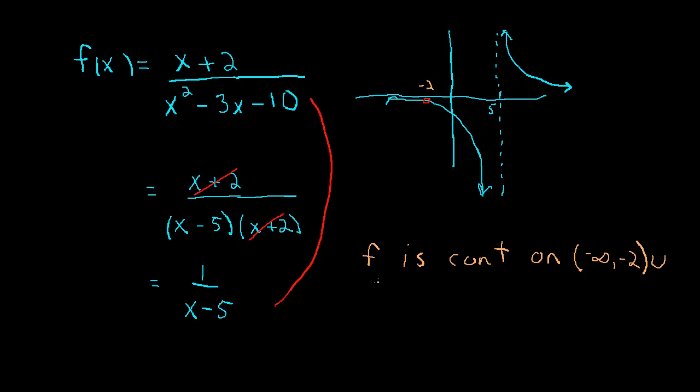Unioned with -2 to 5, since we continue to trace until we get to 5, and we jump over 5, and we run out to +infinity. Again, I want to stress that at 5 we have a non-removable discontinuity, and at -2 we have a removable discontinuity, and these are the intervals over which the function is continuous.